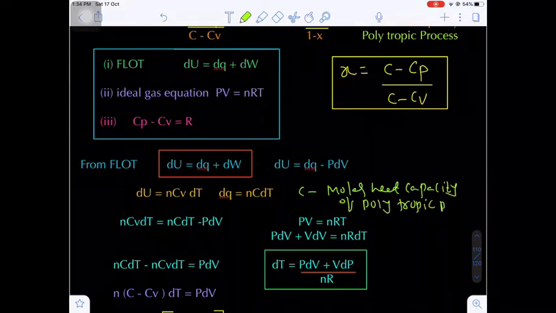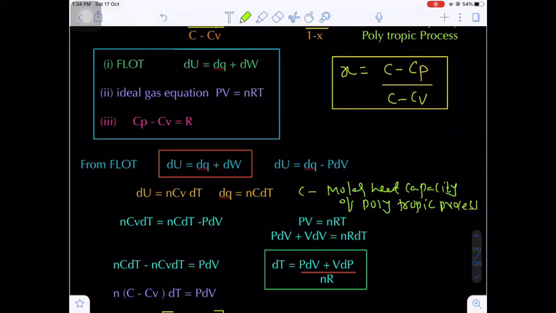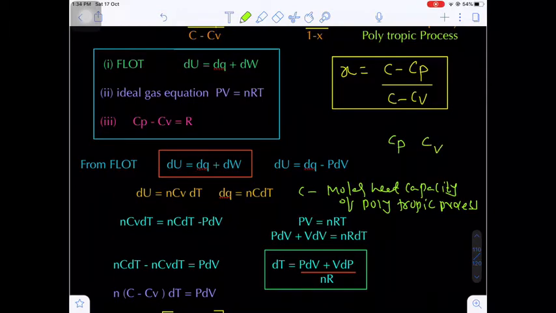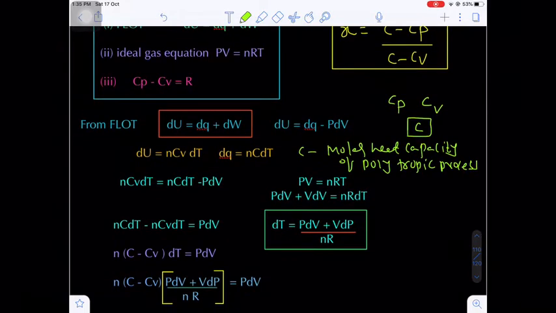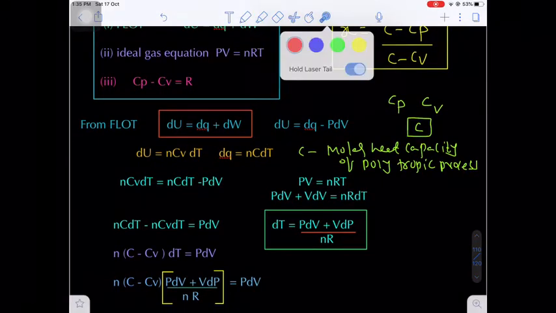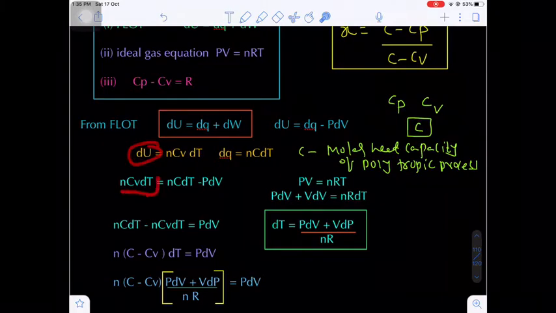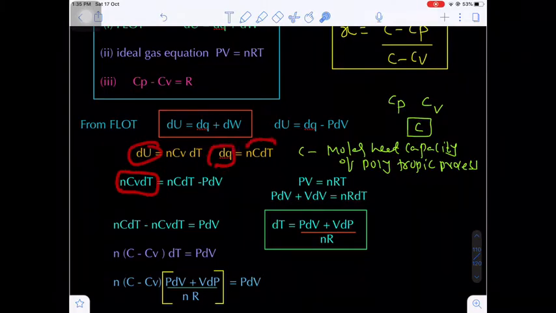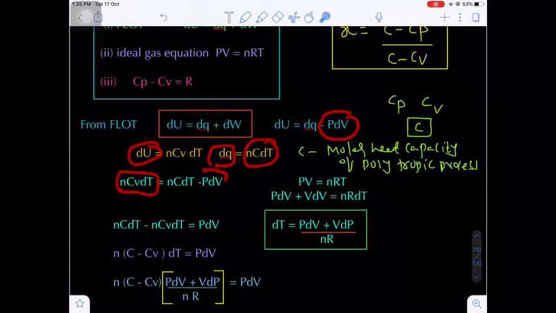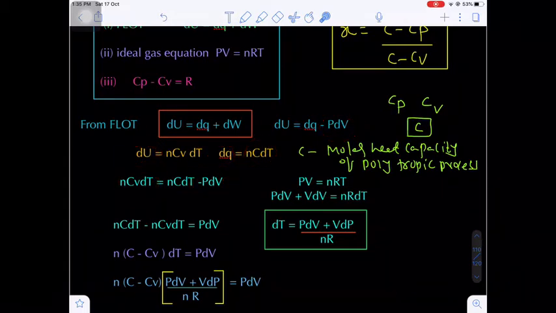Here we are not specifying that pressure is constant or volume is constant. If the pressure is constant, we would say molar heat capacity Cp. If the volume is constant, we would say molar heat capacity Cv. If we don't know which, we just say heat capacity of a polytropic process, that is called C. Now dU equals n Cv dT, dQ is nothing but n C dT, and the work is minus P dV. Are you getting my point?